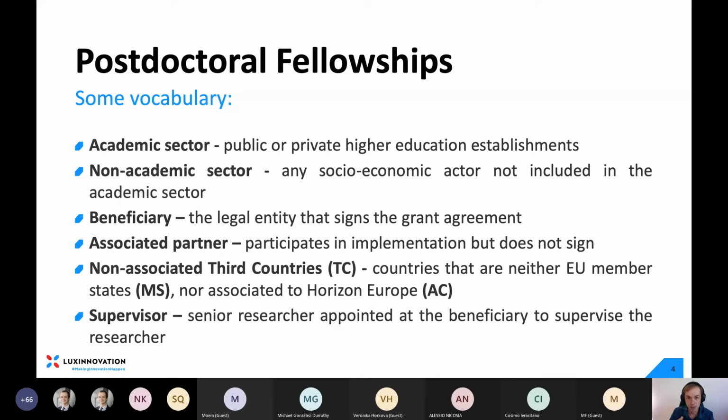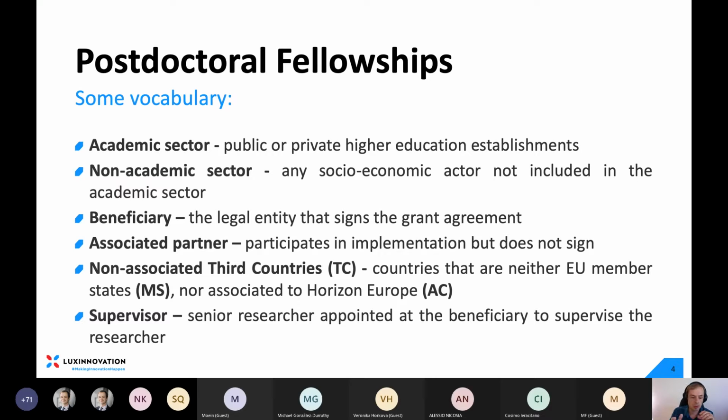You have associated partners. These are important in this context because these will be basically every institution that's involved in your project, but not your main host, your main site where you work. So that can be exchanges in the form of secondments. It can be short visits, and we'll get to what these mean. It can be sites where you receive some additional training, for example. So all of these need to be mentioned in the proposal when you submit it.